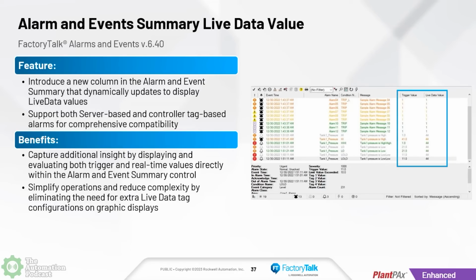So the next feature here is alarm and event summary live data values. People have requested us to add another column to our summary banner where they can see the live data coming from the PLC. Currently, if you look at the configurations, there's a trigger value, and it doesn't follow the live data. Now with this new column, you can see, okay, there's my alarm. I had a trigger value of 41, but my current system variable in the controller is 44. So you can see the current status in the controller directly from your alarm and event summary banner, or just a normal banner.